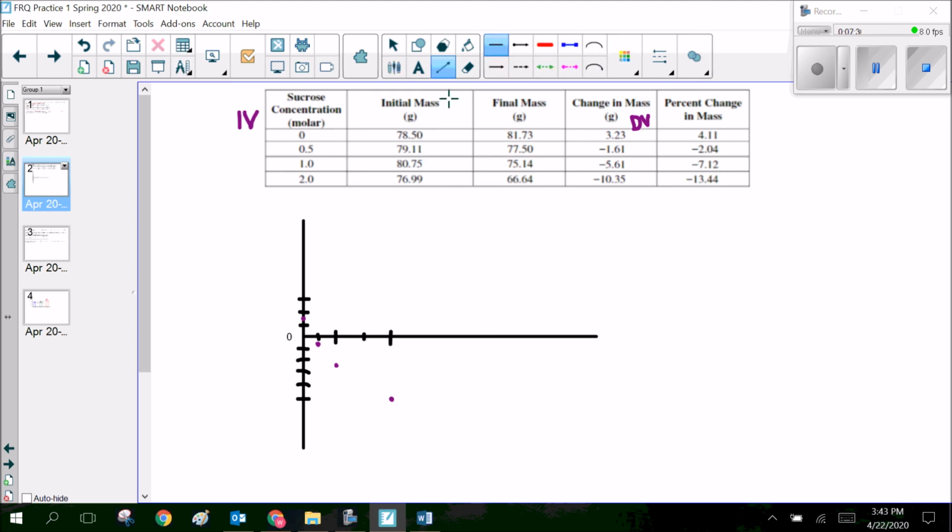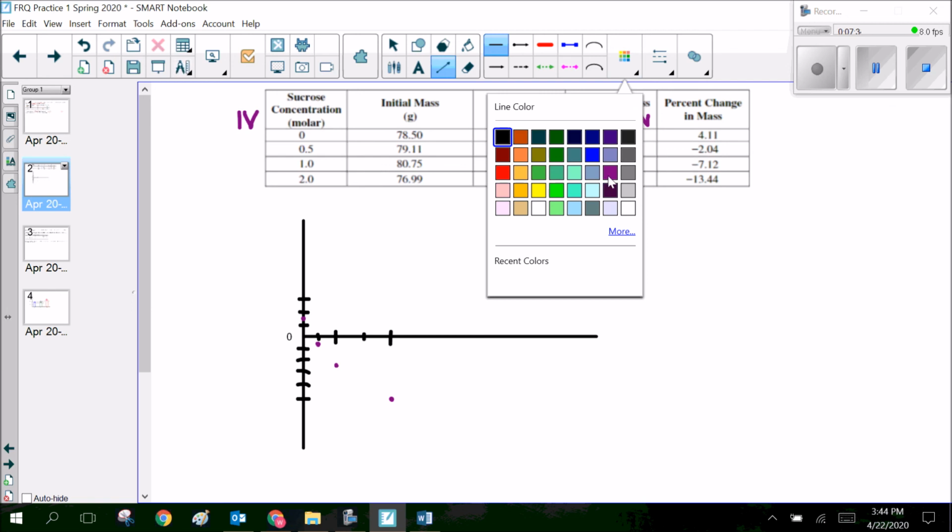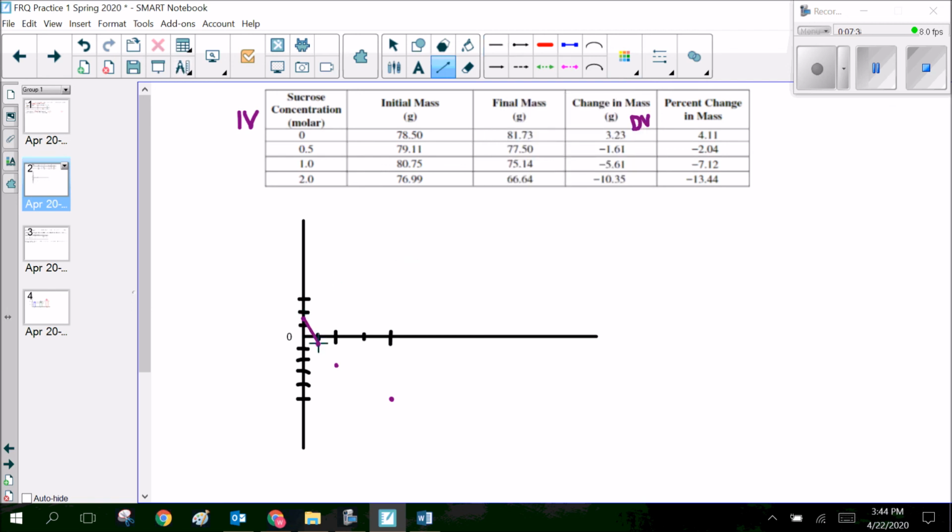Now, I'm not doing this to make it perfect in any sort of way. I am just trying to illustrate this. Oftentimes with these FRQs, there's a time limit, so I would suggest being careful about how much time you spend doing any one thing. Okay, so I end up getting a graph that looks something like this.